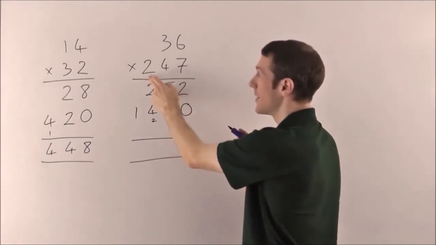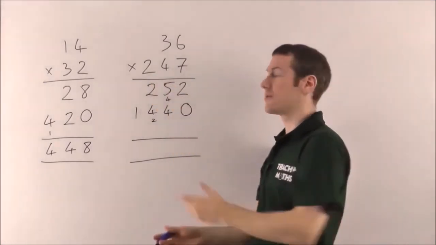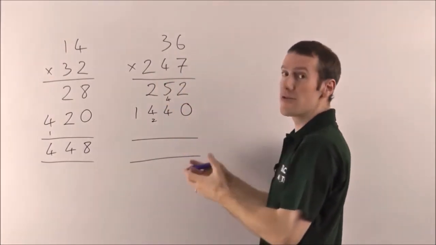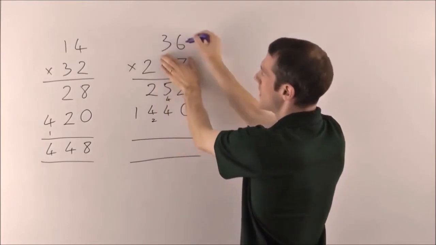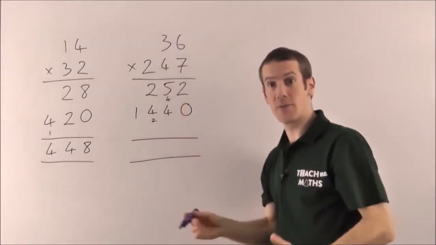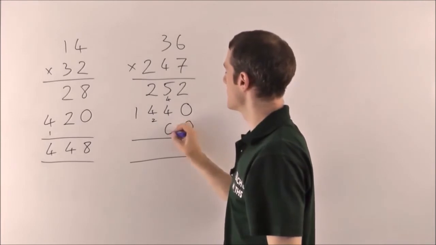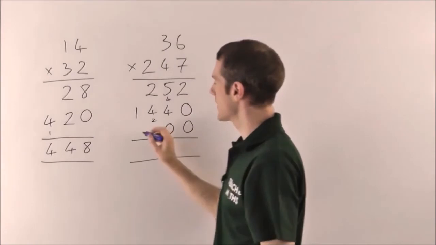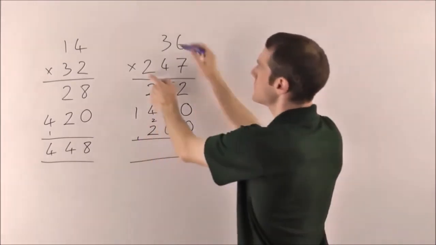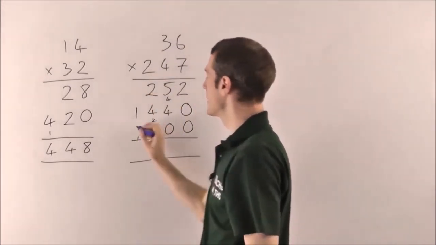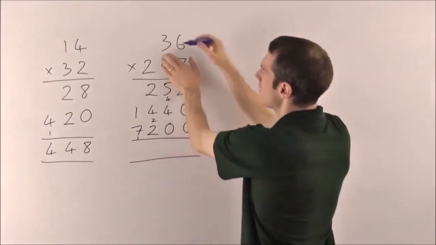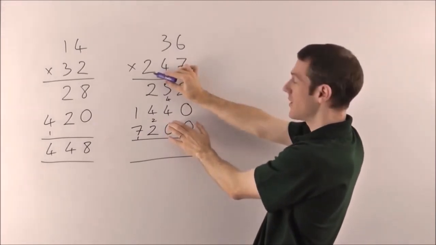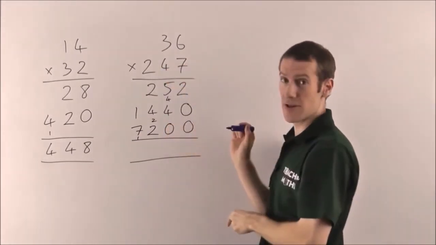Now we come on to the 2, except it's not a 2, it's a 200. So our answer needs to be 100 times bigger than 2 times 36. And the way you make something 100 times bigger is you add 2 zeros. Now we can do the multiplication. 2 times 6 is 12, carry the 1. 2 times 3 is 6, plus the 1 you carried gives you 7. So again, 2 times 36 will give you 72, but this is actually 200. You've got to make it 100 times bigger, so you add 2 zeros on the end.